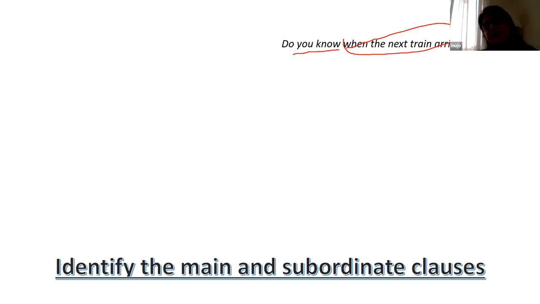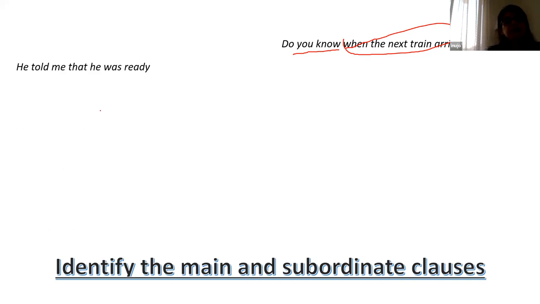In this case, do you know is the main clause, and when the next train arrives is the other part. When the train arrives could be independent. You can say, when the train arrives, I shall go and get my tickets. So you can say something. But here the sentence is, do you know when the next train arrives? When the next train arrives is not a sentence that can stand on its own. Hence, that is a subordinate clause. Do you know is the main clause. When the next train arrives is your subordinate clause.